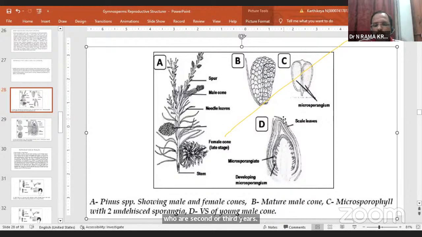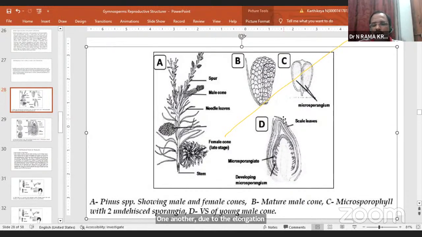Second or third years. The sporophylls are still compactly arranged, and the third year cones become loose. The sporophylls separate from one another due to the elongation of the cone axis.